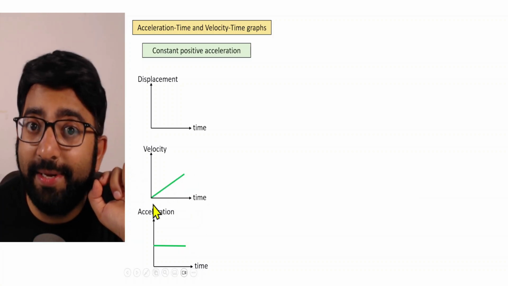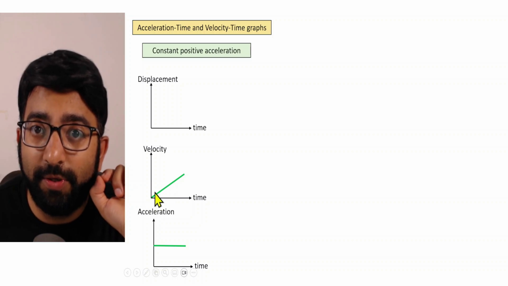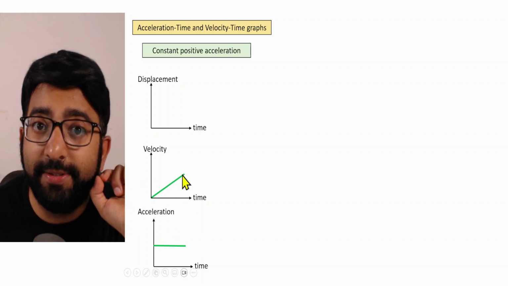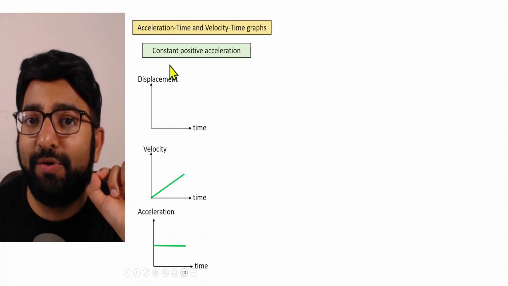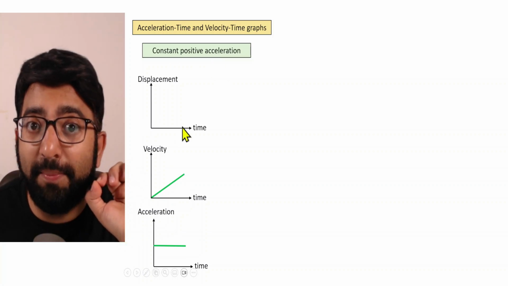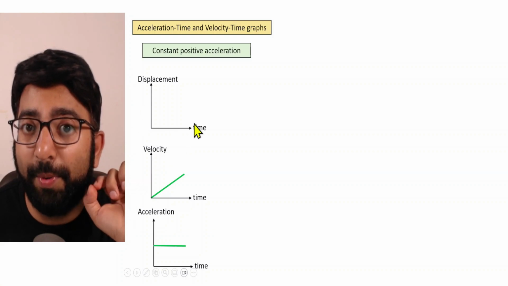Here we have assumed that the initial velocity of the particle is zero and then the velocity is increasing at a constant rate. Why constant? Because the acceleration is constant. And then coming to the most important displacement time graph, how do we draw that?